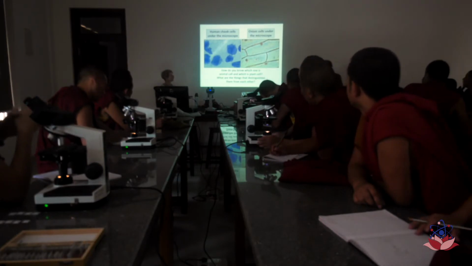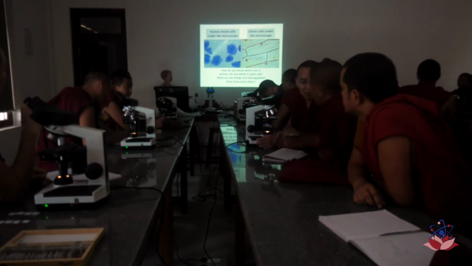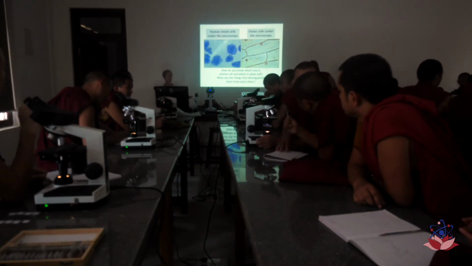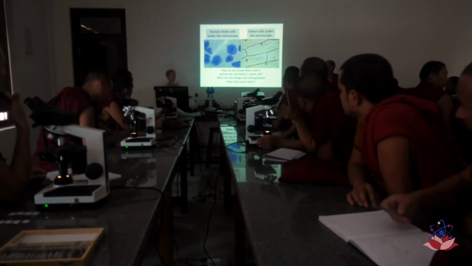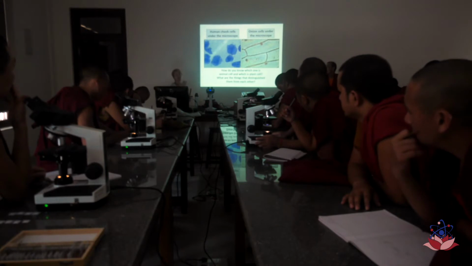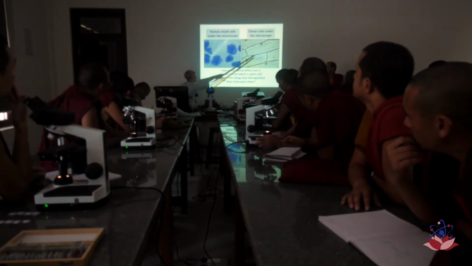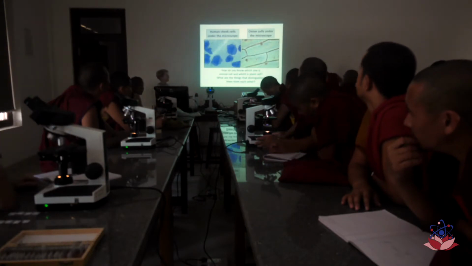So the shape is different. One is more square, the other one is more round. Yeah, so that's a distinguishing characteristic or an important difference between plant and animal cells. Animal cells have no cell wall, whereas plant cells have a rigid cell wall that makes them square like that.